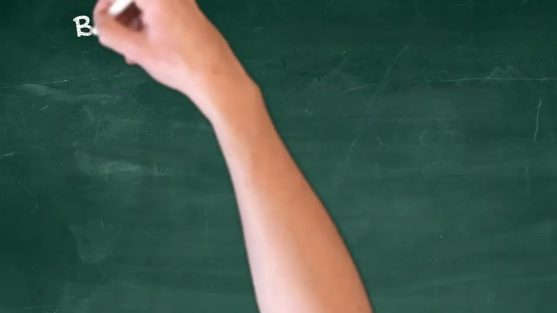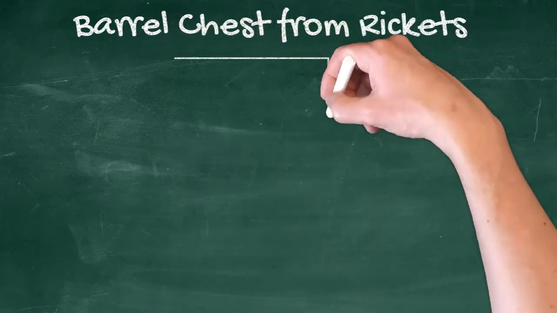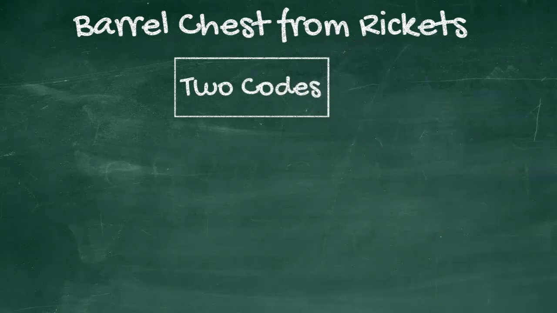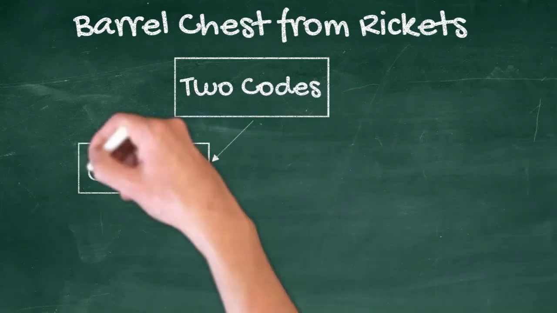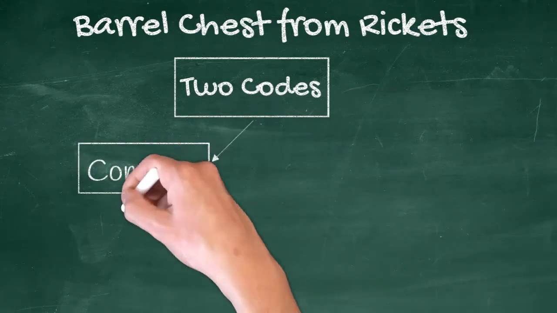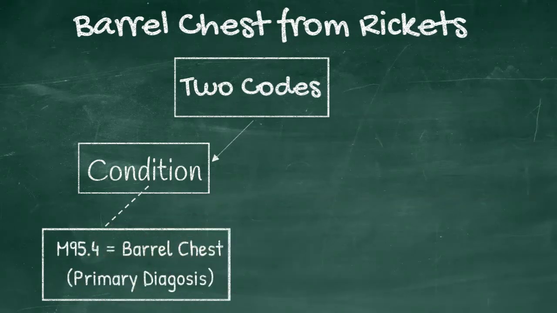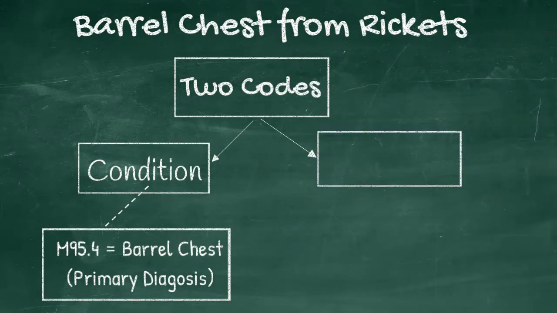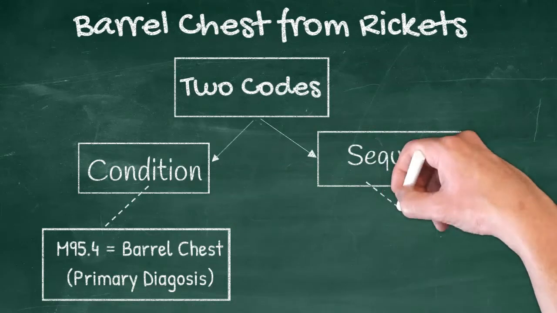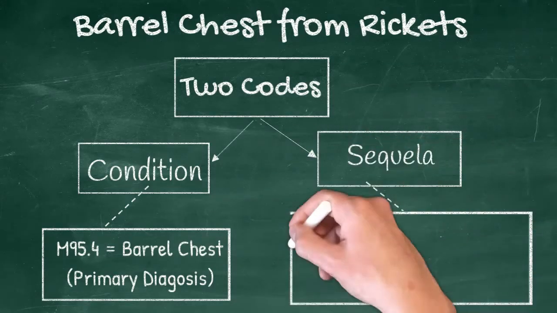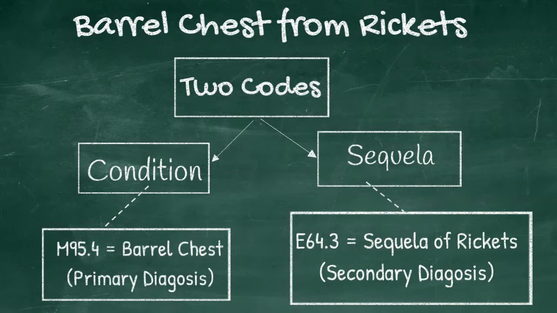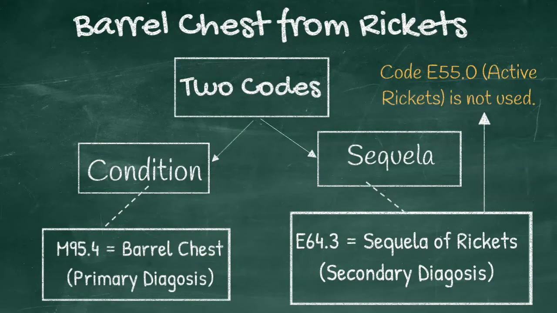Let's take an example for the late effect due to an illness. The example is barrel chest from rickets. The guidelines tell us to use two codes, so we are going to use two codes. First, for the given condition, which is barrel chest in this example. So we will code for the barrel chest M95.4 as the primary diagnosis, whereas the sequela or the late effect code will be coded as the secondary diagnosis. So in this example, the code for the sequela of rickets is E64.3, which is coded as secondary diagnosis. And of course, we won't code E55.0 of active rickets in this condition.